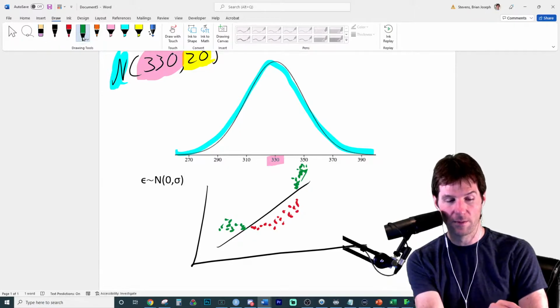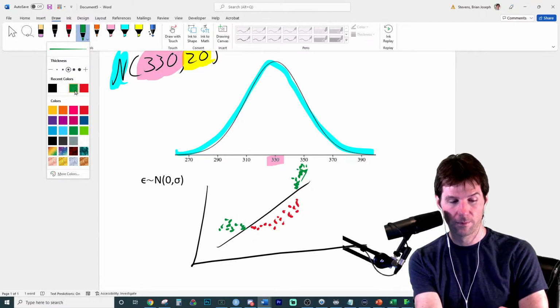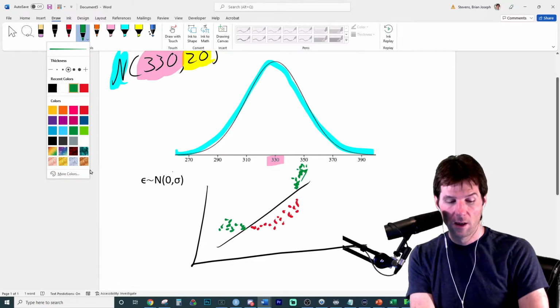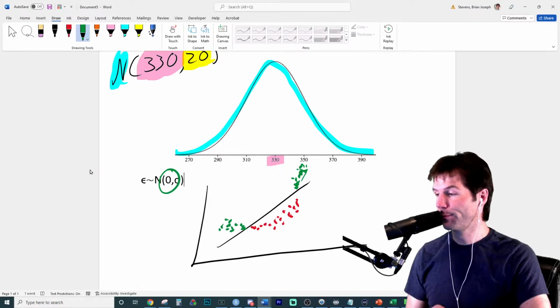So in the green, oh wow, it's got the white pen, I think. Microsoft Word needs to fix their program.